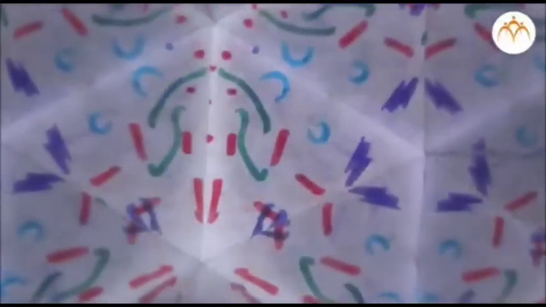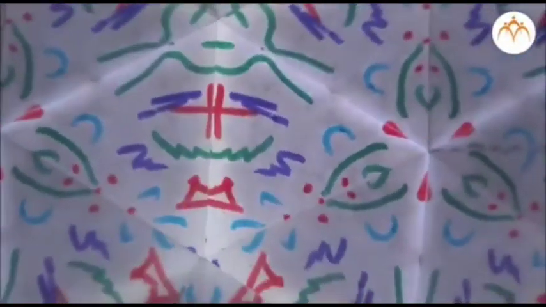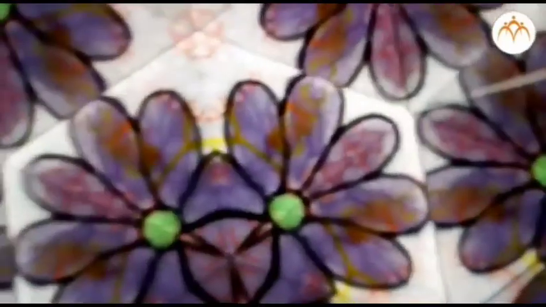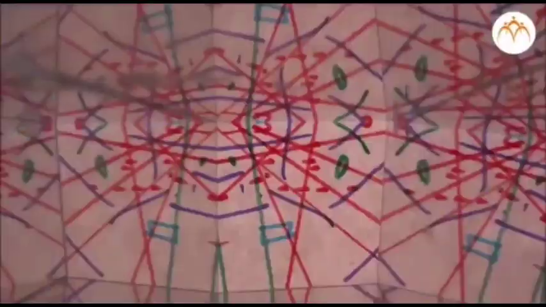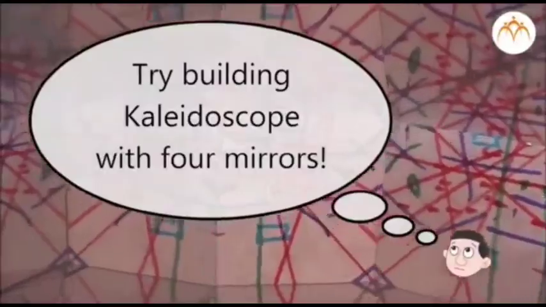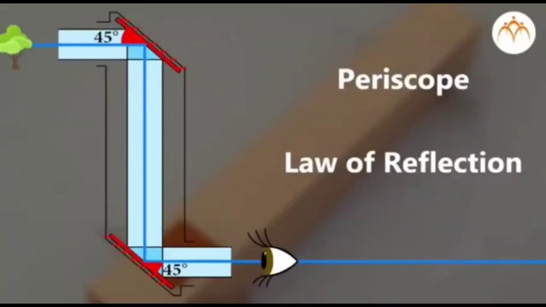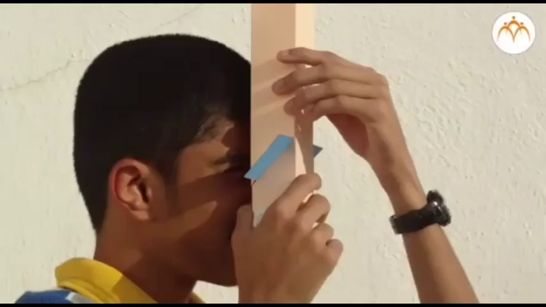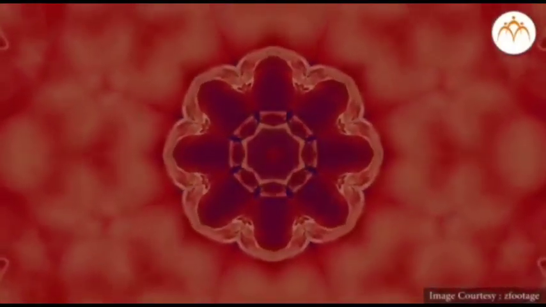This arrangement enables us to build a kaleidoscope quickly and explore different patterns. If acrylic mirrors are not available, you can use regular glass mirrors as well. Try with different shapes, colors to get beautiful patterns. Try building a kaleidoscope with four mirrors. Summary. We learnt about functioning of periscope and kaleidoscope and built simpler ones using everyday things. Introduce variations and try building your own.